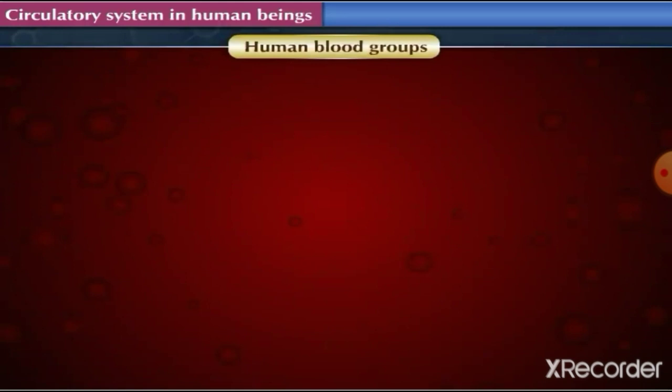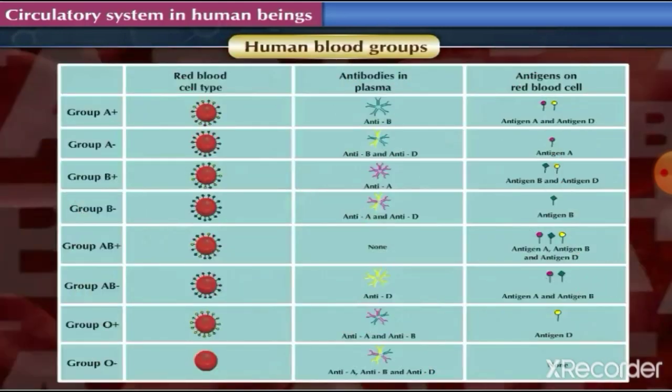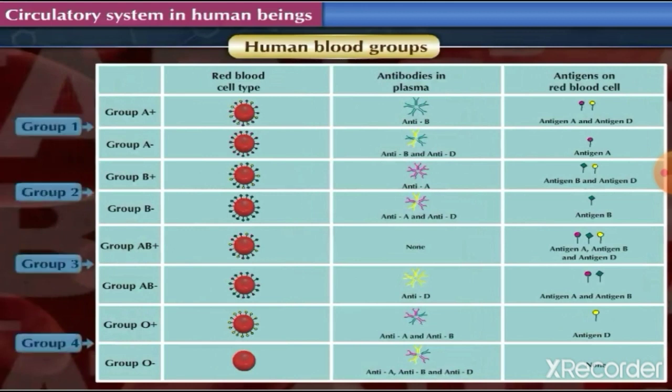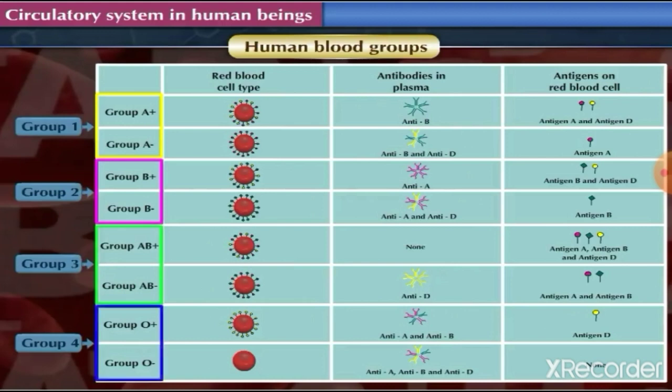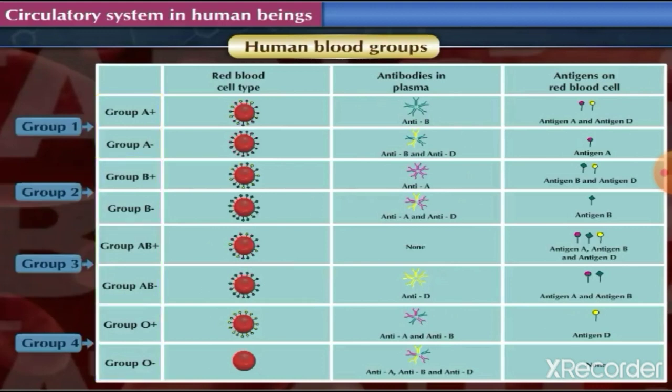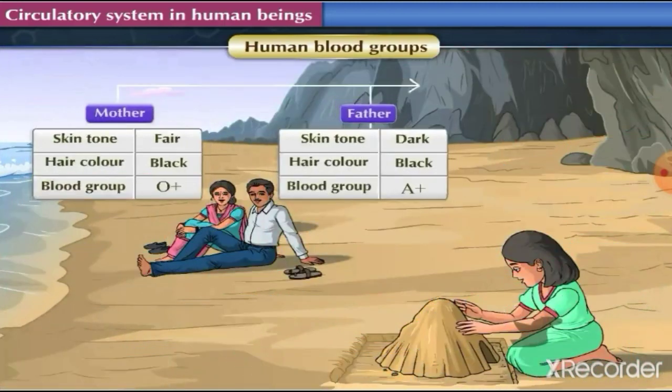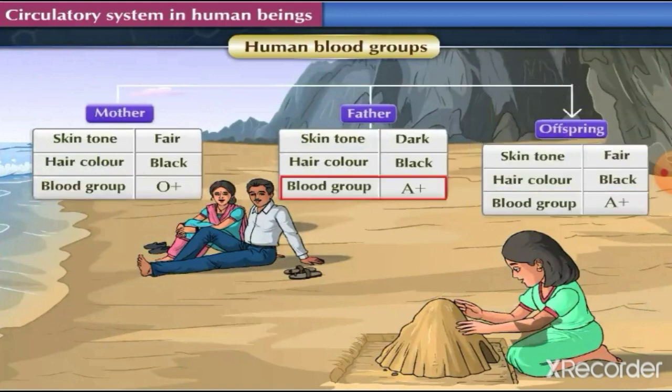Human blood groups. Depending upon the proteins like antigens and antibodies, different blood groups are formed. There are four main groups of human blood: A, B, AB, and O. Besides, there are Rh positive and Rh negative of each of these four groups. Thus, in all, human beings have 8 types of blood groups. Blood groups are hereditary and depend upon the genes inherited from parents.